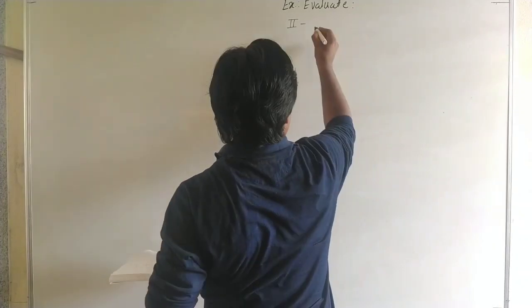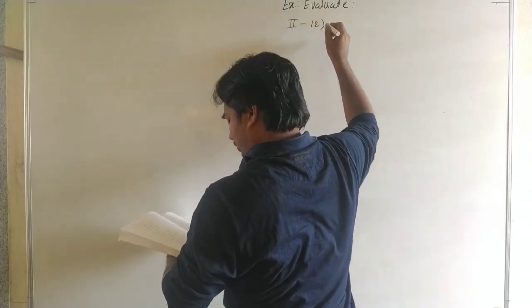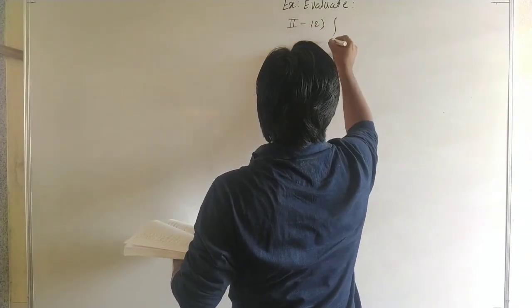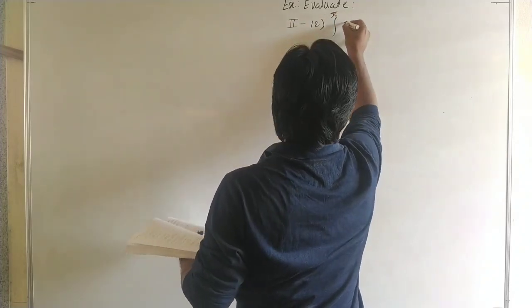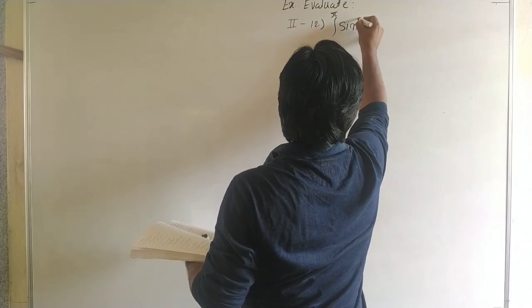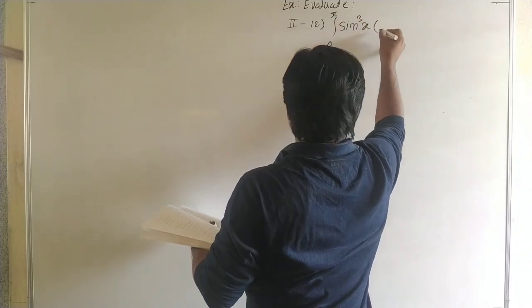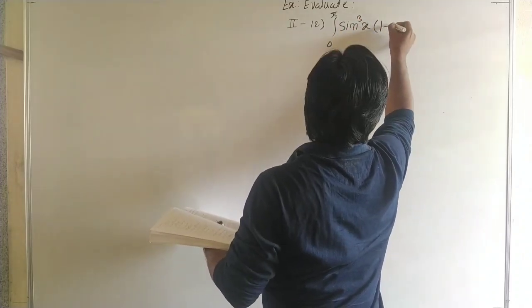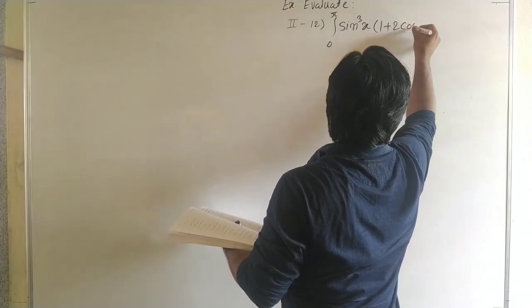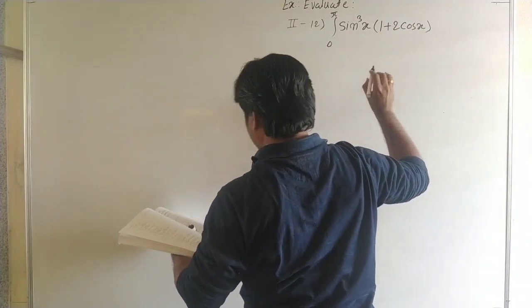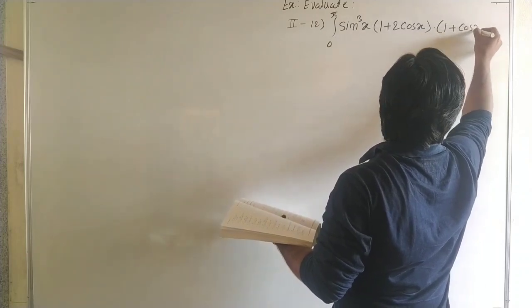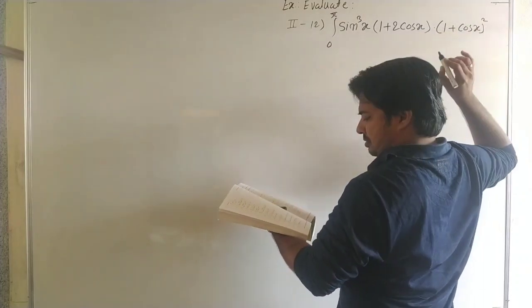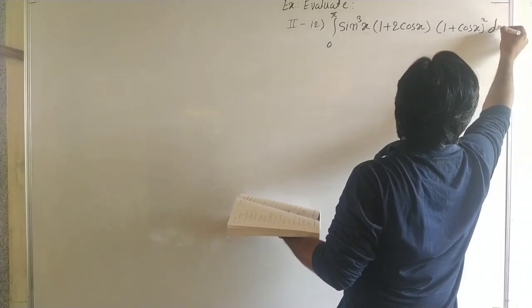Now, next example, example number 12. Integral 0 to pi of sin cube x into 1 plus 2 cos x into 1 plus cos x whole square dx.